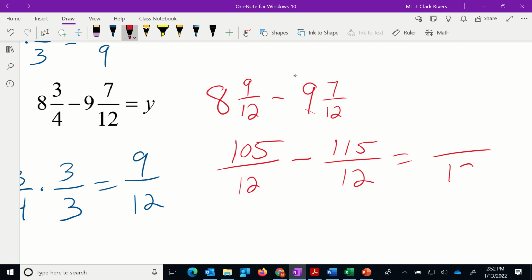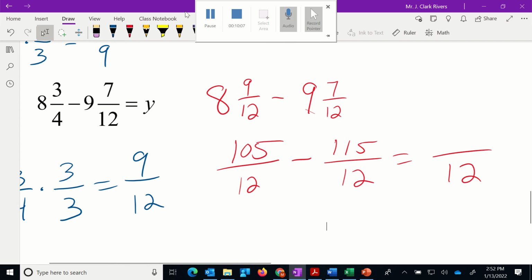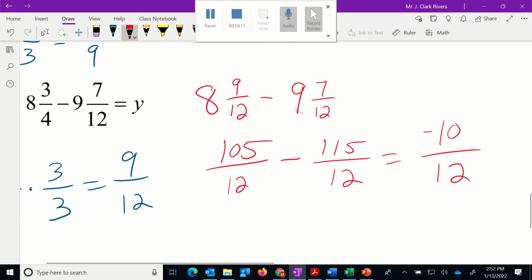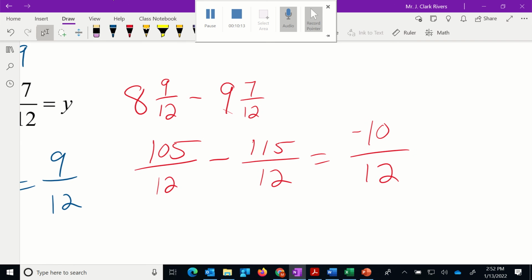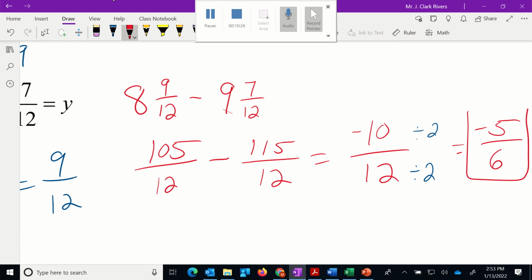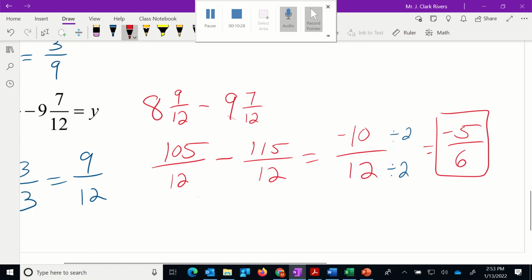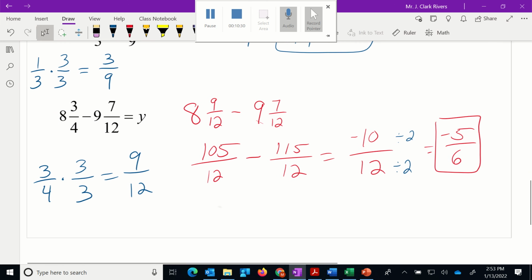Keep that denominator at 12. What is 105 minus 115? Negative 10. Are we finished? Why are we not finished? Yeah, we can divide both of these by 2. When we do, we get negative 5/6. So there you go. Negative 5/6 is equal to Y there.